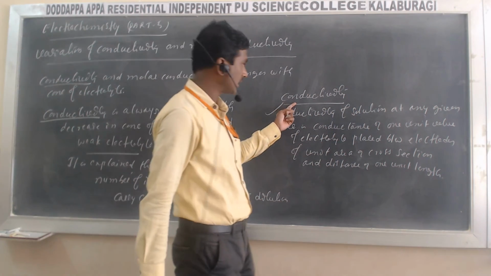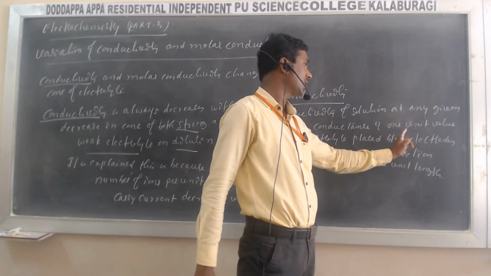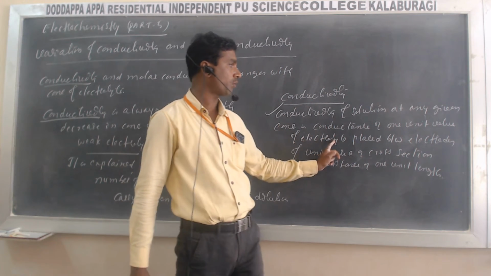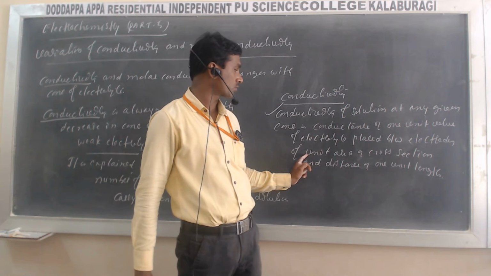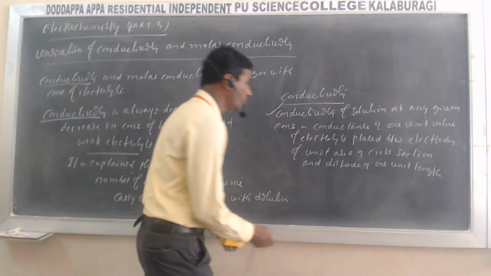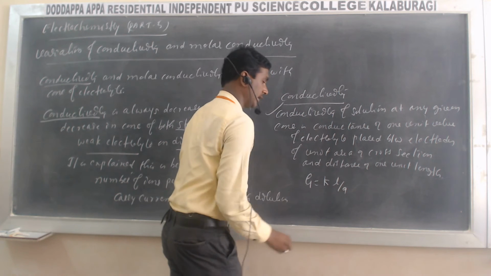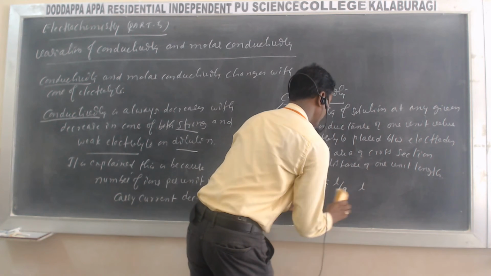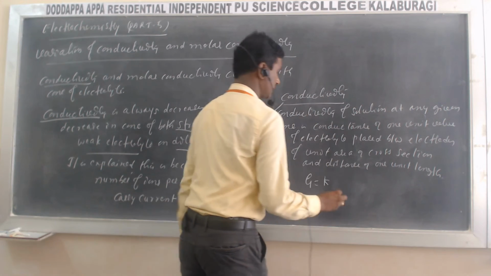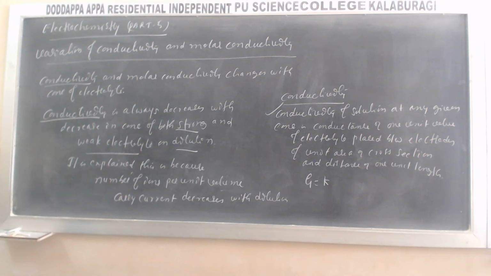And how can you define this conductivity? The conductivity of a solution at a given concentration is the conductance of 1 unit volume of electrolyte placed between 2 electrodes of unit area of cross section and distance of 1 unit length. You know that conductance is equal to conductivity times A by L. Suppose L equals what here? So conductivity is equal to what, anybody?